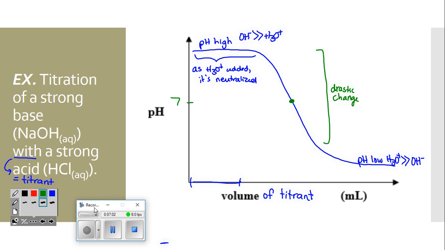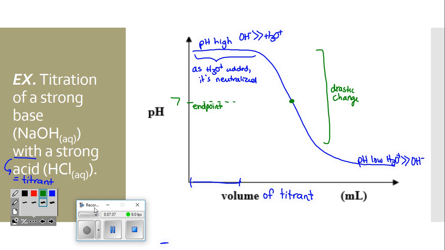Now this point, where the pH is 7, we call this the end point. Now why would we call this the end point? Well, this would be the point where we have completely reacted all of the sample that we had with titrant. When I go past the end point, now I'm adding more titrant than I needed. I didn't need that much for the reaction to complete, but I kept adding more.